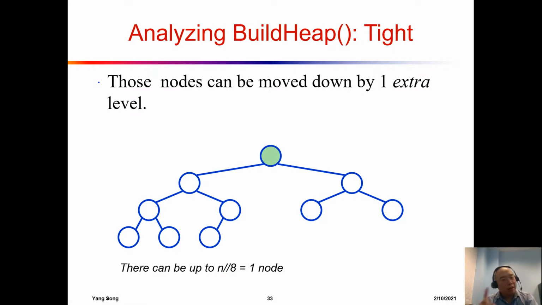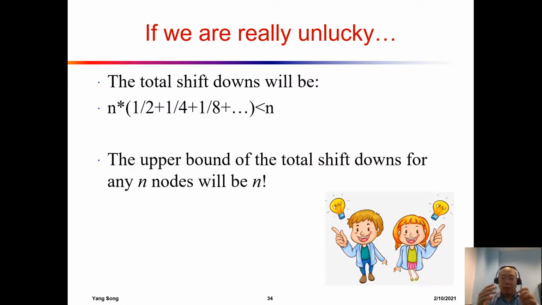Okay? And 1/2 plus 1/4 plus 1/8, and we can keep on doing that. And what you will see? If we have a total of n nodes, how many total shift downs can we possibly do? That is 1/2 plus 1/4 plus 1/8 plus 1/16, and you will find the sum of all those values will still be smaller than 1. So n multiplied by a value smaller than 1 will be smaller than n.